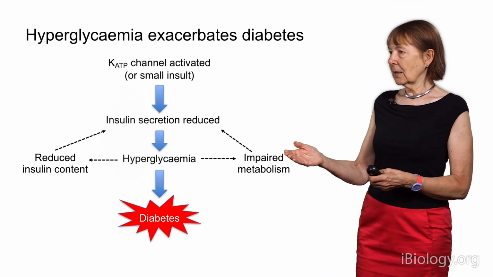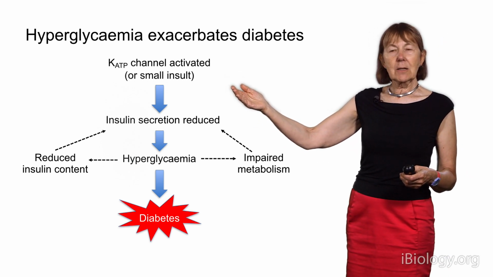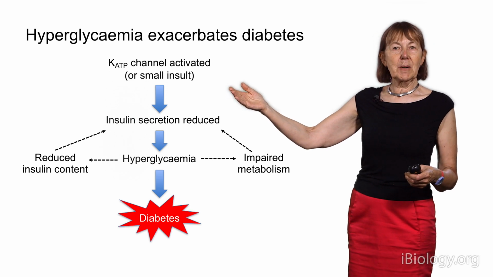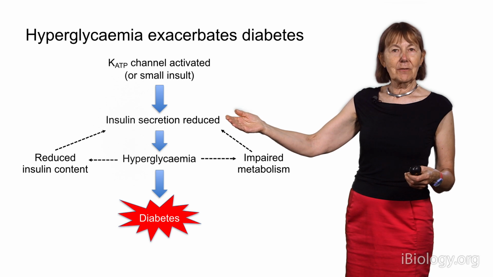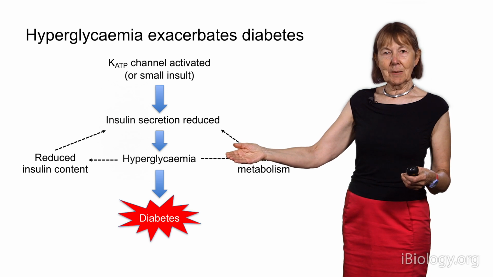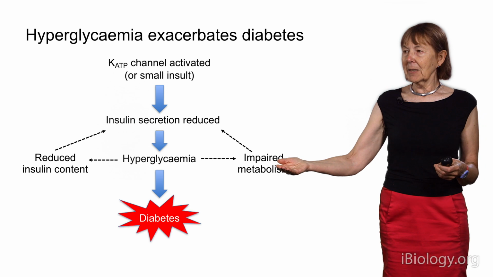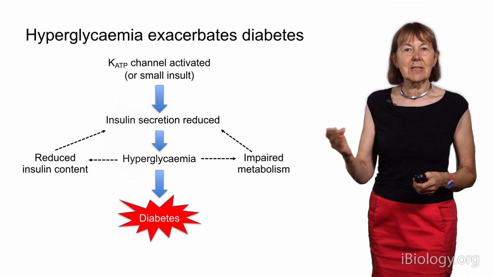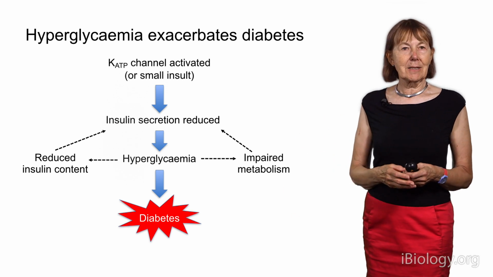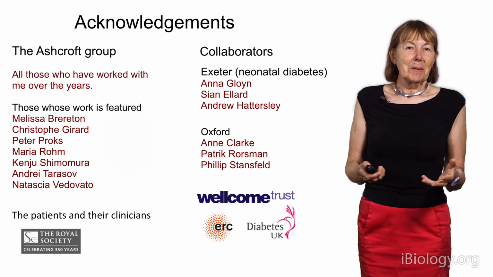So we can think of it like this: maybe if the KATP channel is slightly activated, or some other small insult occurs, or you become obese, the amount of insulin that you release is not sufficient any longer to maintain your blood glucose levels. And so hyperglycemia occurs. And then hyperglycemia by itself impairs beta cell metabolism and reduces insulin content, generating this kind of vicious cycle that eventually culminates in diabetes. So that's what we think might be going on.